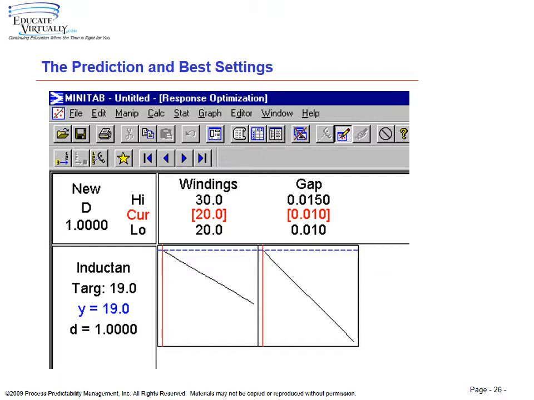So we can go into the response optimizer and we could change the number of windings to 20, to 22, to 23. We could change the gap to anywhere between 10 and 15 thousandths, or the windings to anywhere between 20 and 30 windings, and it would then predict for us what the inductance values would be. So this becomes a powerful tool once we've conducted a designed experiment.